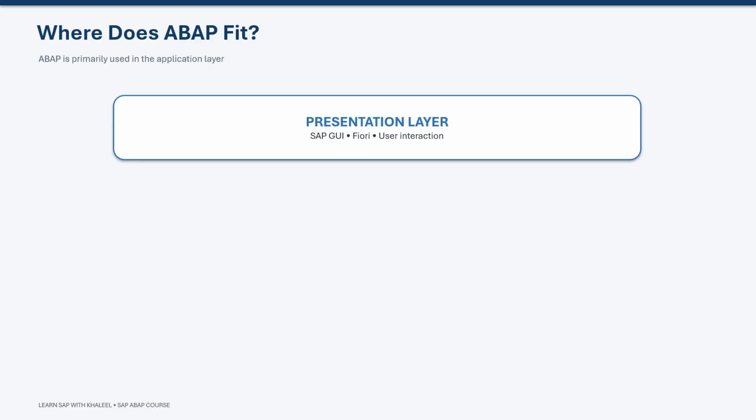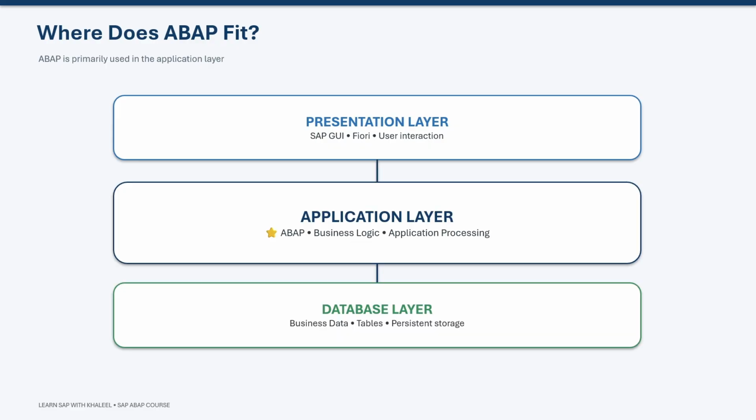Where does ABAP fit? In our previous class, we discussed SAP's three-tier architecture. Let's quickly connect that concept with ABAP. We have three main layers: the presentation layer, the application layer, and the database layer. The presentation layer is where the user interfaces with SAP, for example, SAP GUI or web-based interfaces such as Fiori. The second layer is the application layer. This is where the application processing and business logic happen. And this is where ABAP is very important.